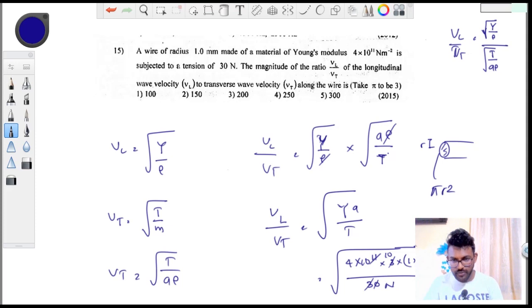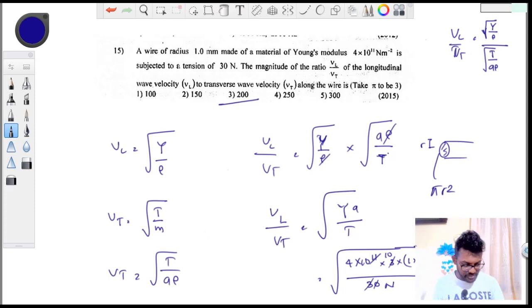Then I have 4 and 10 to the power 10, which will be 2 and 10 to the power 5, and taking the root afterward. So here it is 10 to the power minus 3 squared, which will be 10 to the power minus 3. So what we get will be 10 to the power 2, which is 200. The ratio will be 200. The answer has to be 3.